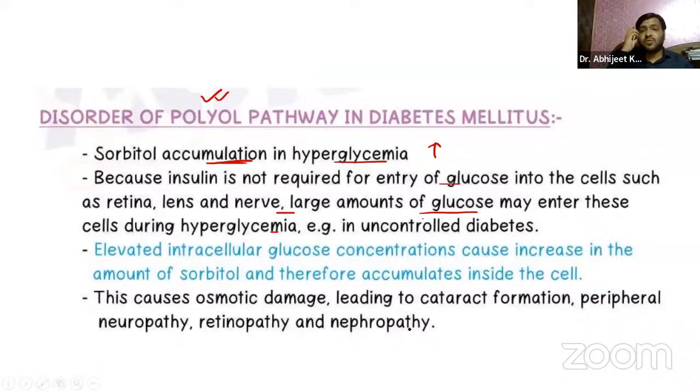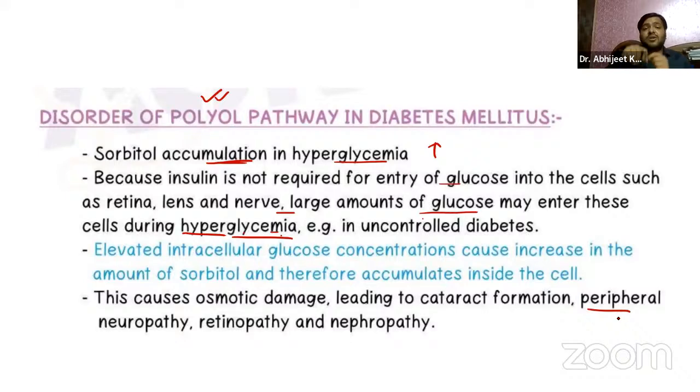Glucose will get into the lens and into the retina. Hyper का मतलब होता है ज्यादा, emia means blood, and glycemia means the sugar, right? The sugar will be more in the blood. If sugar is more in the blood, the glucose will go into the retina and everything, the lens. So yes, if the glucose concentrations are increased, and obviously the sorbitol will be there, it will accumulate inside the cell, so it can cause osmotic damage, it can lead to the formation of cataract, and it can lead to peripheral neuropathy.